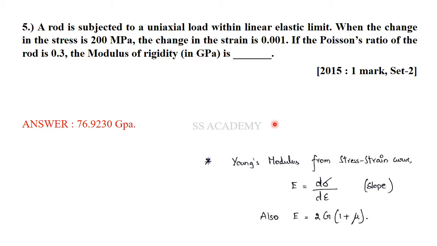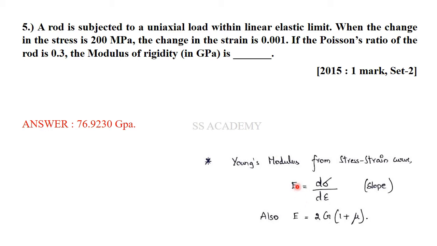When you see a stress strain curve, there you can see the slope as Young's modulus. Young's modulus is nothing but the slope of the stress strain curve, where stress forms the y-axis and strain forms the x-axis. So the slope becomes dy by dx, which is d sigma by d epsilon. So d sigma here is 200 megapascal and d epsilon is 0.001. If you substitute, you will be getting the Young's modulus.